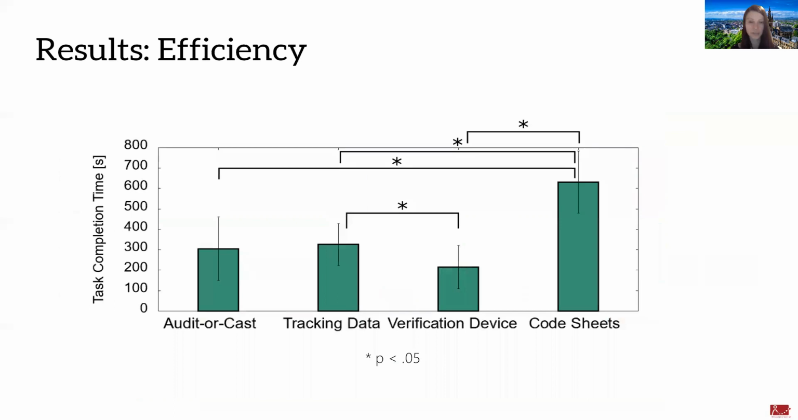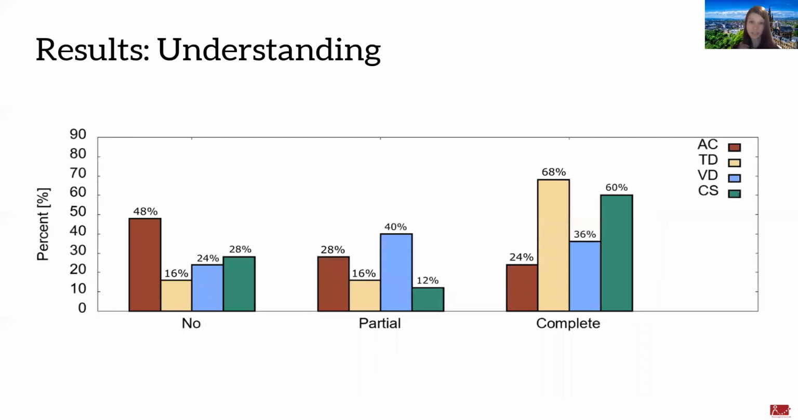So here you can see that when interacting with code sheets, participants needed significantly longer compared to any other class of voting schemes. It took them approximately 10 minutes to cast and verify their vote. Another part of our results considers here understandability. Here we clustered participants in no understanding, partial understanding, and complete understanding.